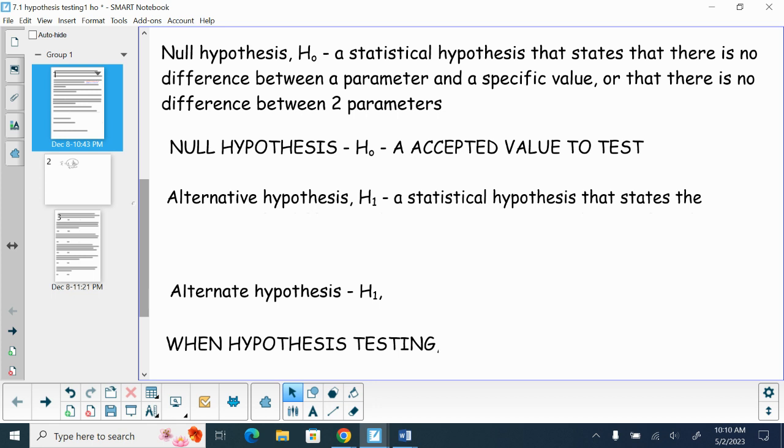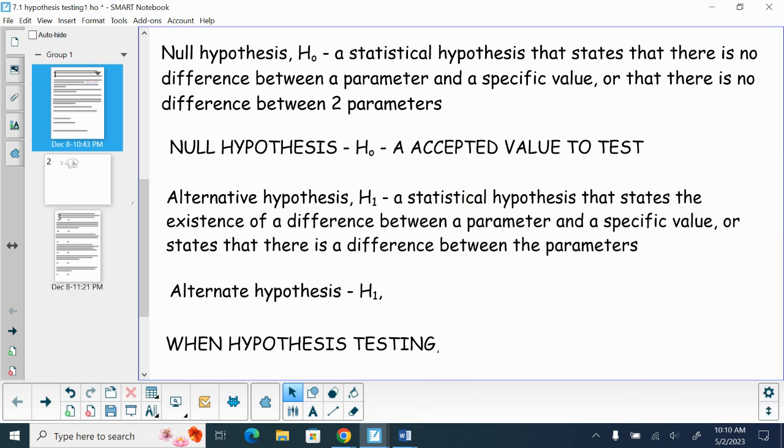The second hypothesis is called an alternate hypothesis. Now, it's H1 or I tend to put HA there. It depends on which book you look at. Some of the books will have HA, some of the books will have H1. The statistical hypothesis states that there exists a difference between a parameter and a specific value, or there is a difference between the parameters. So it's basically the same thing, except for the word no difference is now just a difference.